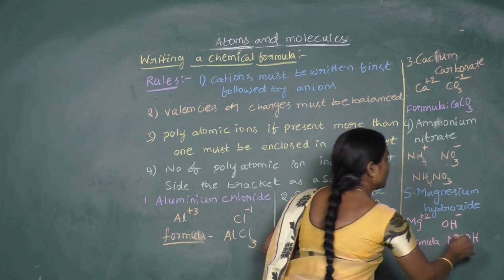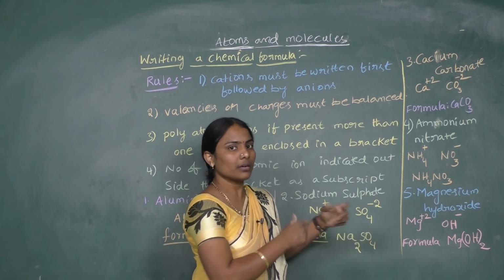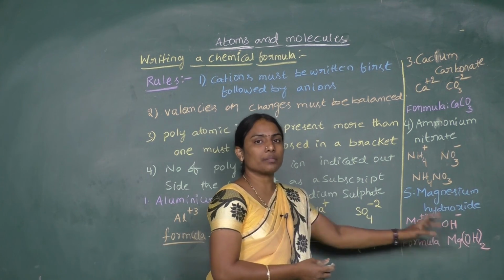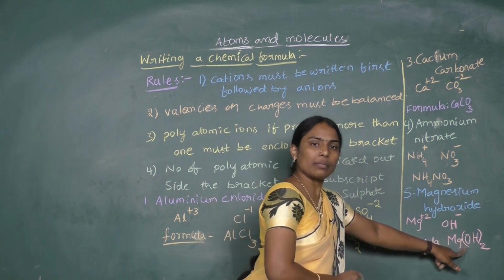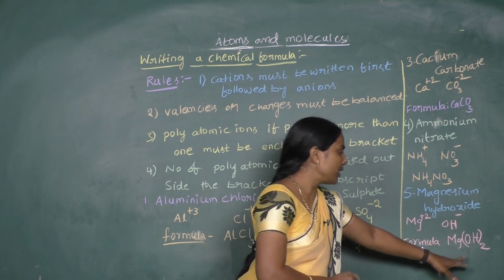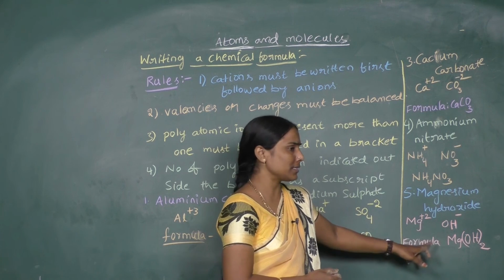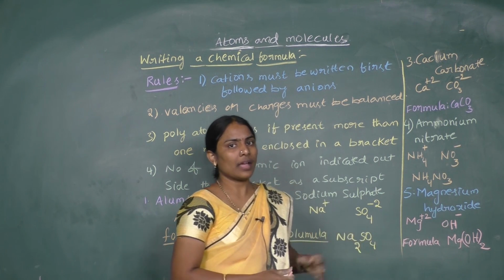To represent this, we use parentheses, because according to the third rule, whenever we are representing the number of polyatomic ions, we need to take a bracket and indicate their number outside the bracket. Hence the formula of magnesium hydroxide is written like this: Mg(OH)2. Okay, have a look.